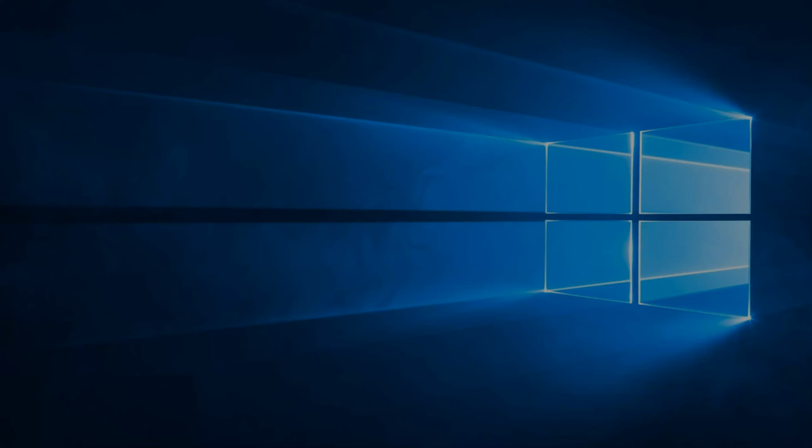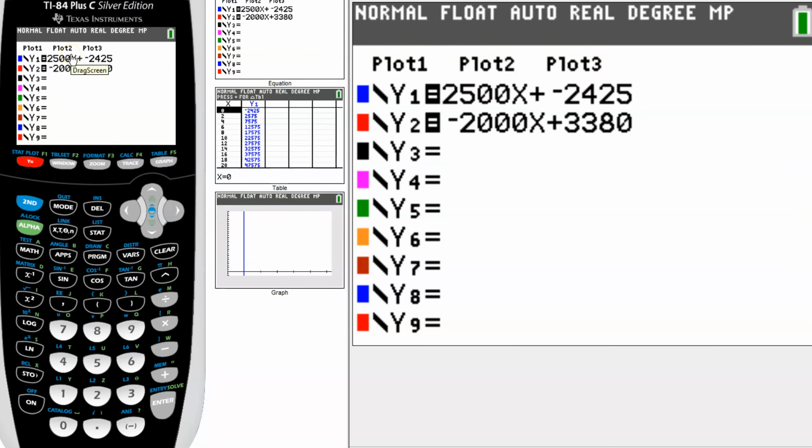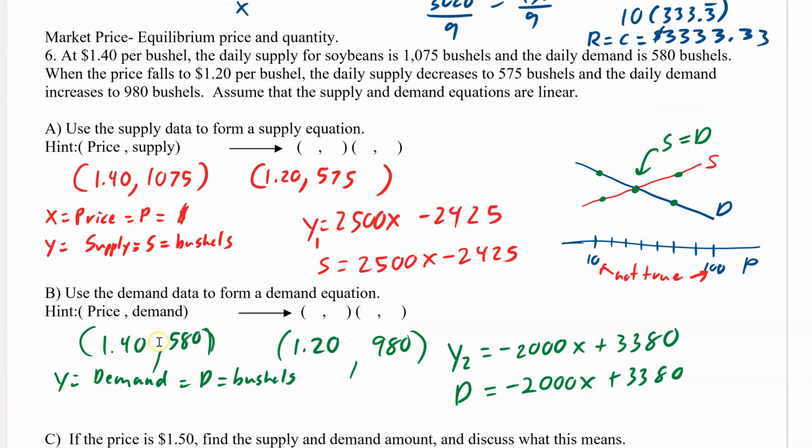And so we've stored them as our y2 and y1. So now if I click y, you'll see they are both sitting there. And we want to get a realistic picture here of how it looks, right? So we need to create a domain for this. If you look at it right now, our price goes up to $1.40, our X. And you can see that from $1.40 to $1.20, our supply and demand do cross each other because we went from 580 to 980 and 1,075 to 575. So there is a value in here, a price that would give us a supply and demand that are the same. See how this one went down and this one went up? So we don't need to go above $1.40.